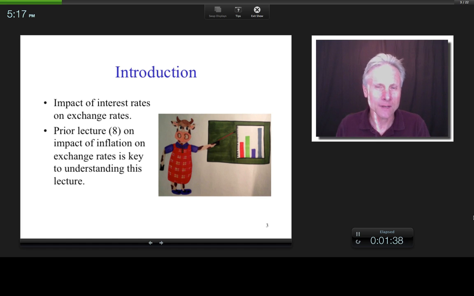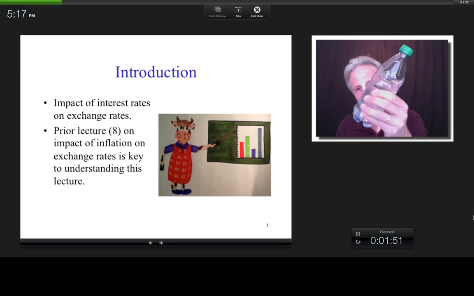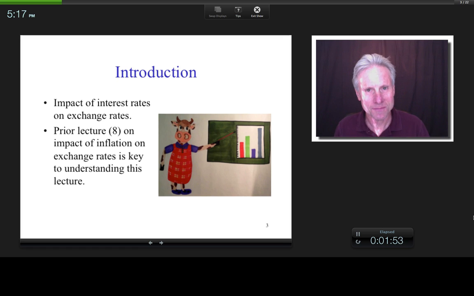And like I said, this lecture is conceptually identical to the inflation model. The only difference is that the inflation model applied to stuff, like maybe this bottle of water, and this applies to financial securities. But I'll talk a little bit more about that in just a minute.